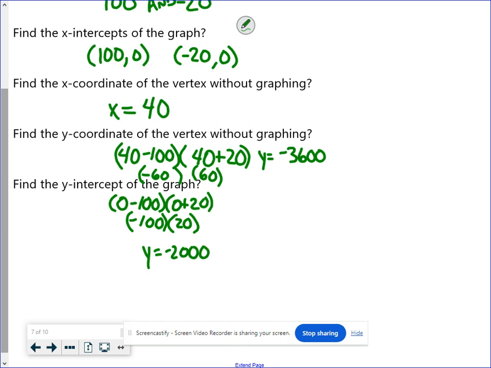But since it's actually asking for the intercept, I would want that as an ordered pair. Just like the x-intercepts, we wanted ordered pairs. So the x was 0, the y is negative 2,000. Okay.